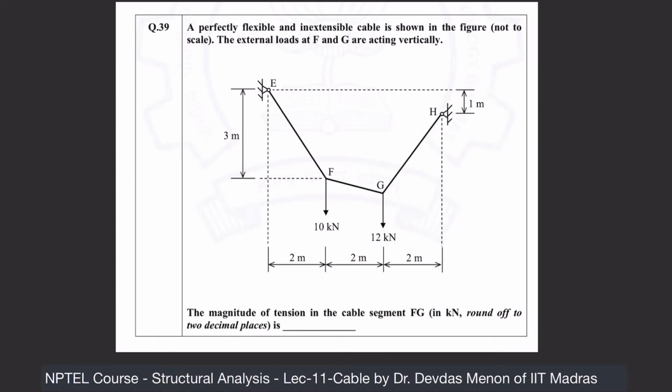The basics of this topic are given in the NPTEL course Structural Analysis, Lecture 11, Cable, by Dr. Devdas Menon of IIT Madras. Let us just directly jump into the solution and eventually understand the concept too.